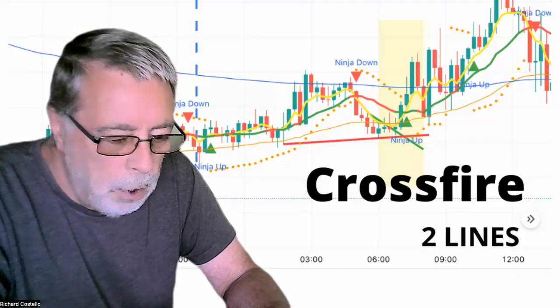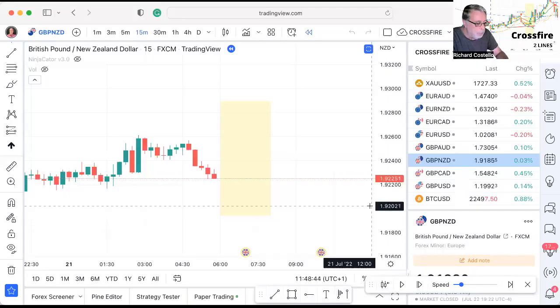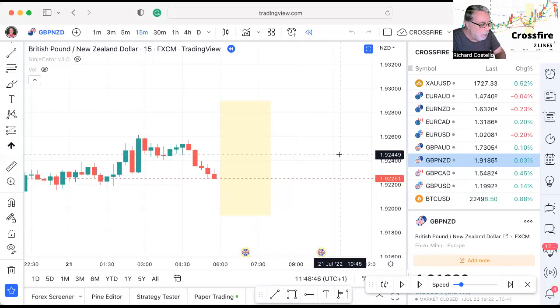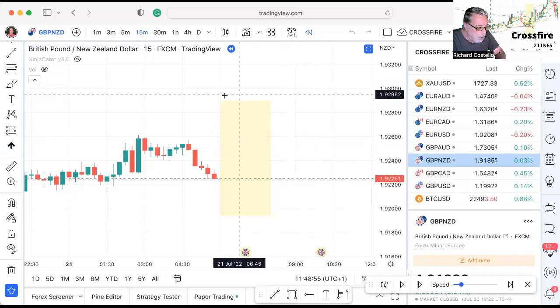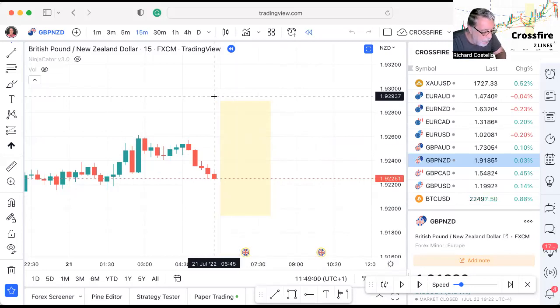So you should now be able to see my 15-minute chart for the British pound versus the New Zealand dollar. I'm recording this after the event, but I'm going to play you through it. This last candle here was a 5:45 a.m. candle UK time, and that candle is now completed. What we're interested in is a 6 o'clock candle.